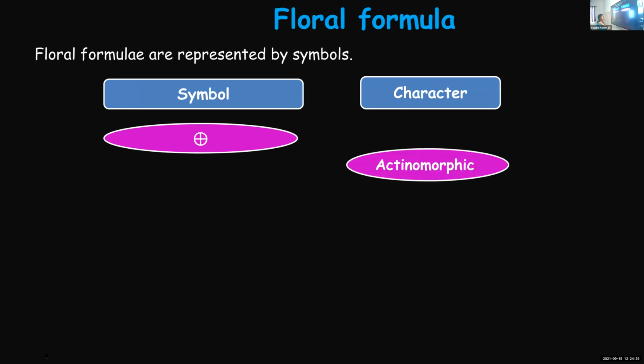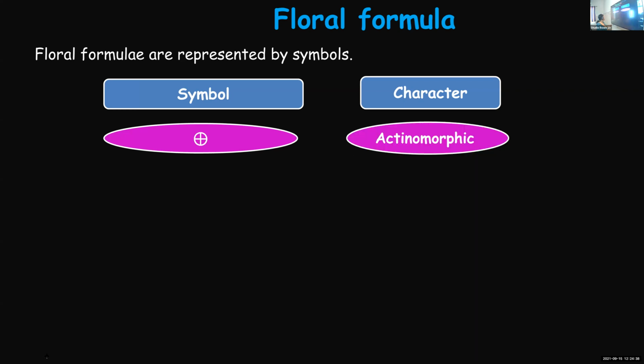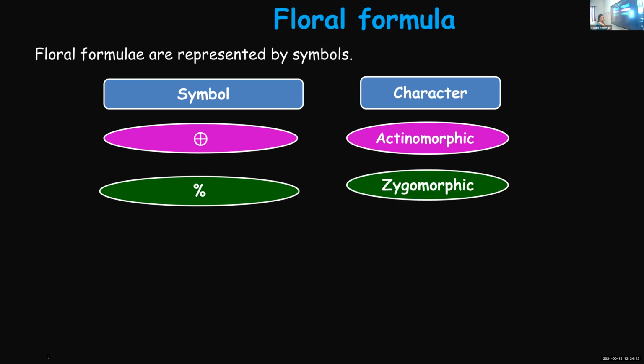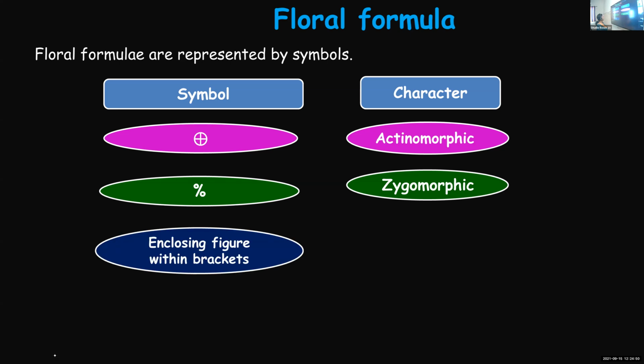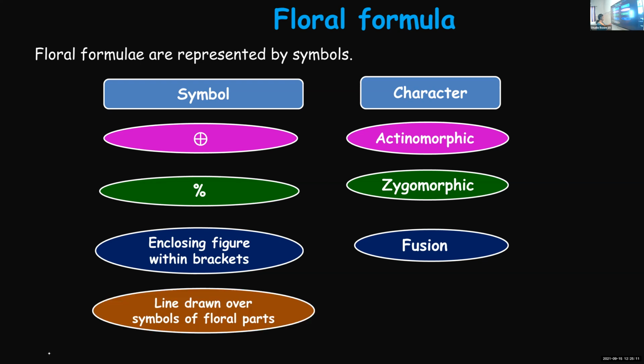And then the next one. This indicates actinomorphic, radial symmetry. And the percentage sign indicates bilateral symmetry, or zygomorphic condition. Then enclosing a figure within brackets: if a number is given and it is enclosed within brackets, that indicates fusion. Suppose 9 petals; if they are in brackets, that indicates fused petals.